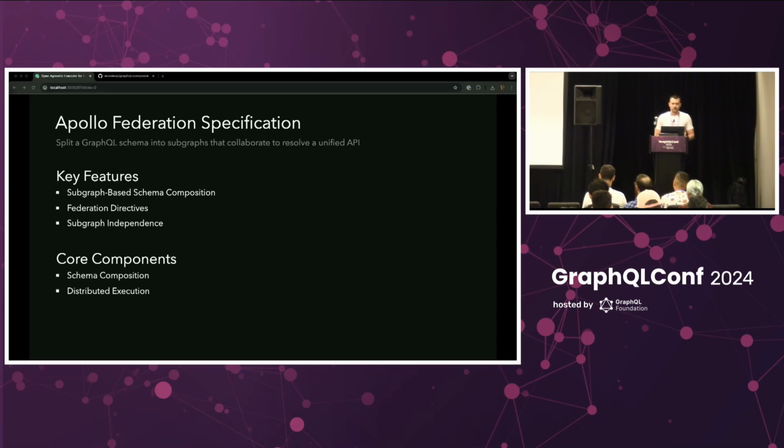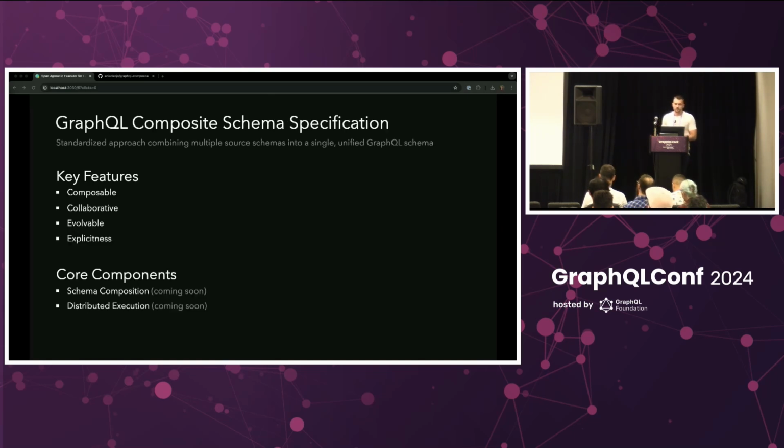Subgraphs can evolve independently, so each service is responsible for its own schema and changes, such as adding new fields or new types without affecting the other services, as long as the directives and the relationship rules are respected in the Apollo Federation spec. The other player in the field, a rather new one, is the GraphQL Composite schema specification.